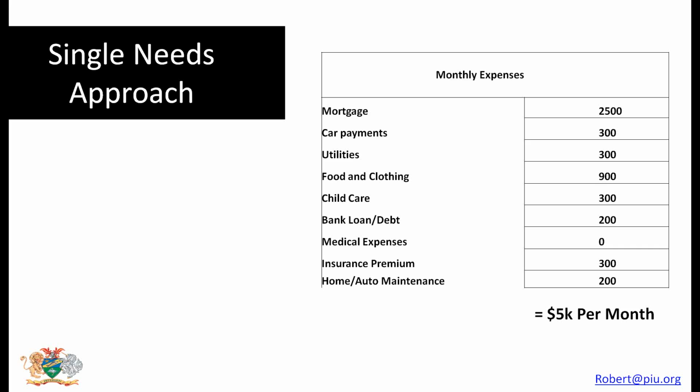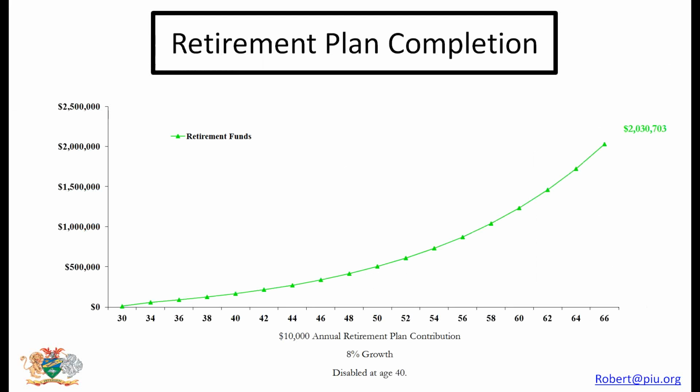The one flaw with this single needs approach is we're not looking at the big picture. So that would be, how's the retirement plan affected if you're disabled, and if we're only funding those monthly expenses. This chart here, we're going to show this is the normal curve if an individual were to continue working, putting $10,000 a year towards their retirement plan.